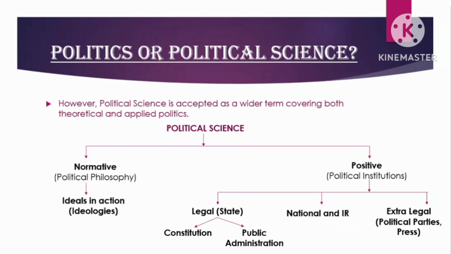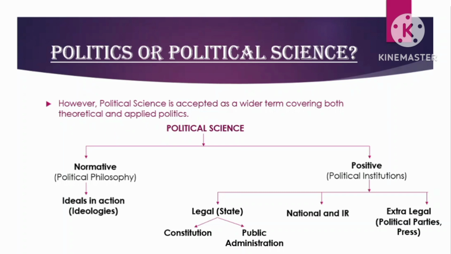Also, it includes certain extra legal entities which were not studied earlier under political science but are now included. These are political parties, the press, media, trade unions, etc., which also have a role in the functioning and working of the government. So political science in a way has a much wider scope, in which we deal with both the theoretical side as well as the applied side, and also certain extra legal institutions are covered in it.